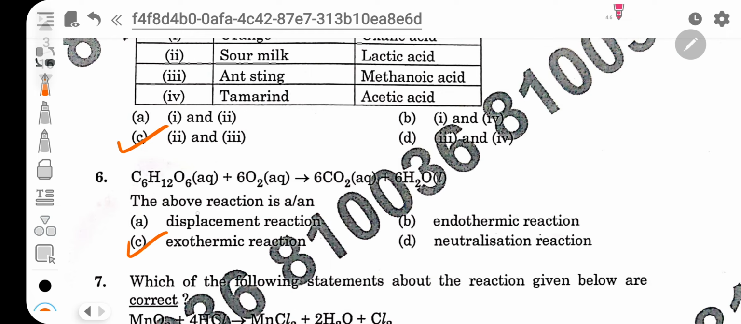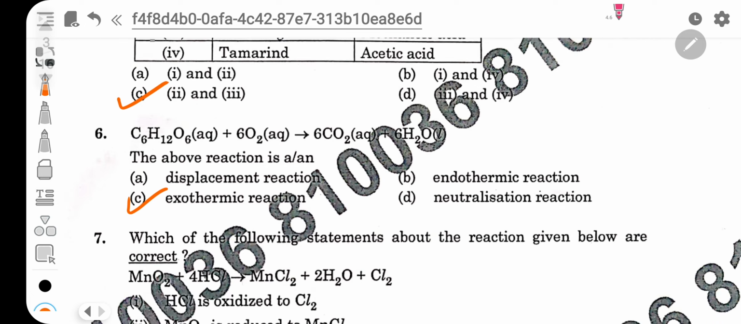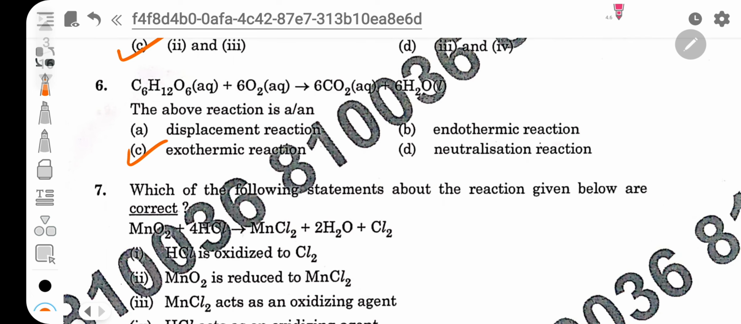Question number 6. C6H12O6 plus 6O2 gives 6CO2 plus 6H2O. This is the respiration process equation. So the answer is exothermic reaction, because it releases energy.